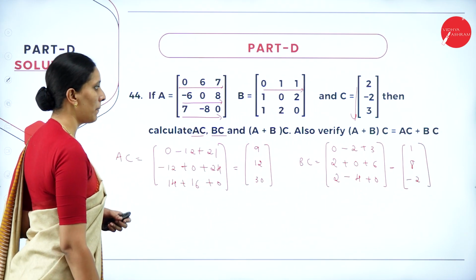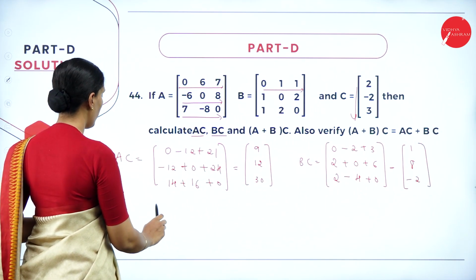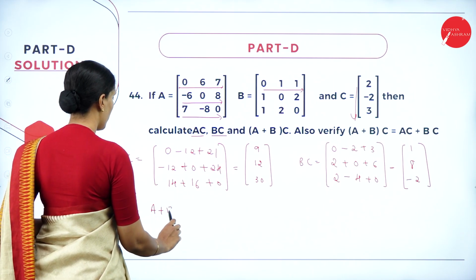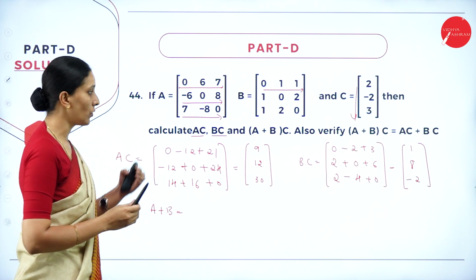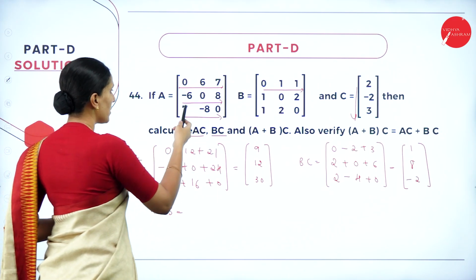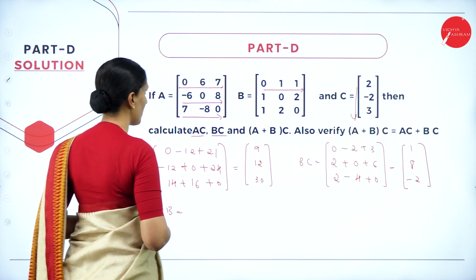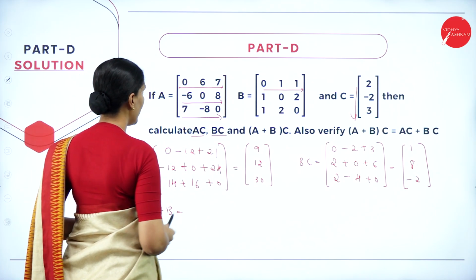Now let's take A plus B into C. First let us find what is A plus B. So add these two matrices. We can add matrices only if they have the same order. So it's a 3 cross 3 matrix, it's a 3 cross 3 matrix. Now let's add the corresponding elements.